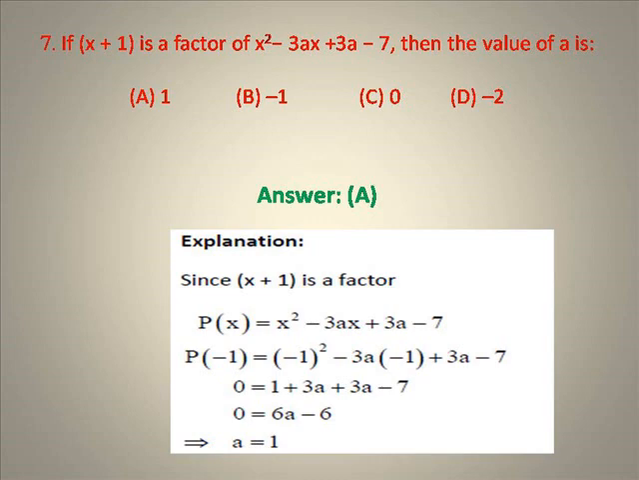Since x plus 1 is a factor, you will get the value of x equals to minus 1, and from the factor theorem of the previous class you know that p of minus 1 will be 0 as x plus 1 is a factor. Now putting the value of x equals to minus 1, you are getting a equals to 1. So the answer comes as option A, that is 1.